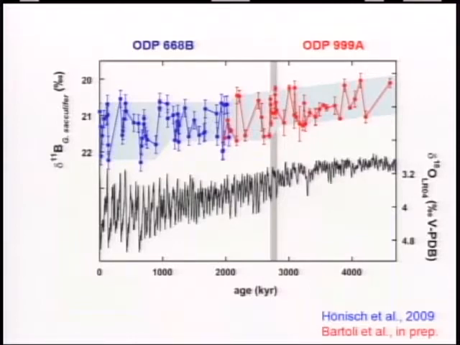Those are the data from ODP 999A in the Caribbean Sea. And what you can already see, this is again relative to the benthic oxygen 18 stack, is that particularly for this time between 2 and 4.7 million years, there was a long-term decrease in the boron isotopes. So if boron isotopes are lower, that means that the pH was lower and the carbon dioxide concentration was probably higher. There's a very good correlation, again, between these data and the oxygen 18 stack.